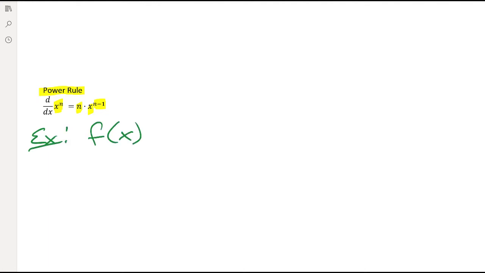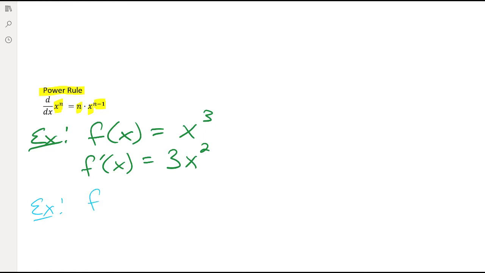Suppose f of x is equal to x cubed. Well, the derivative, f prime of x: our power n is 3. So you bring the power out front, you bring our 3 out front, and it multiplies x, and I subtract 1 from the power. And so now it's 3x to the second power. Okay? Let's try another example.